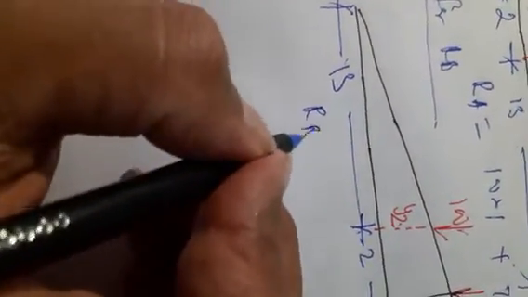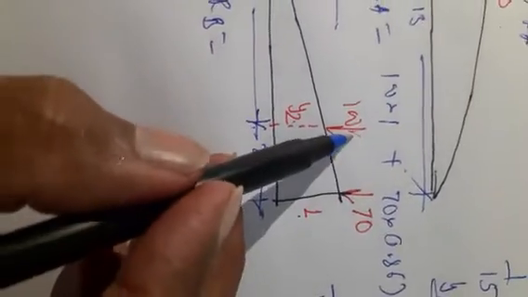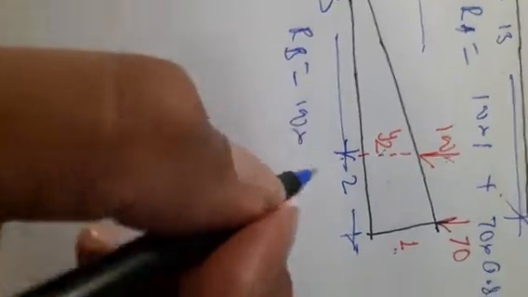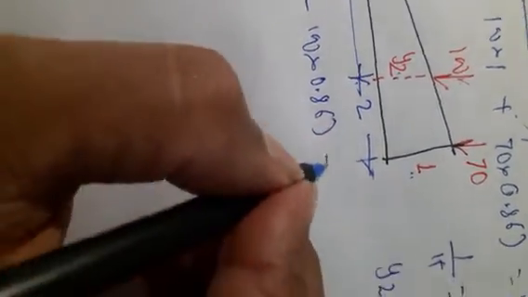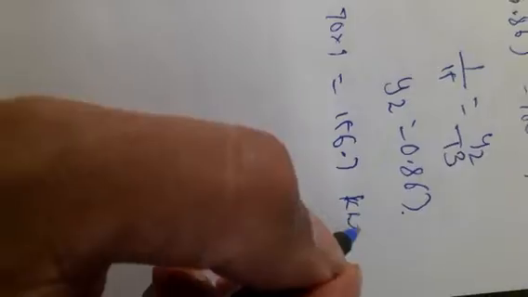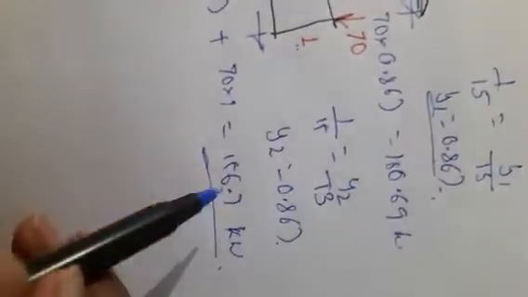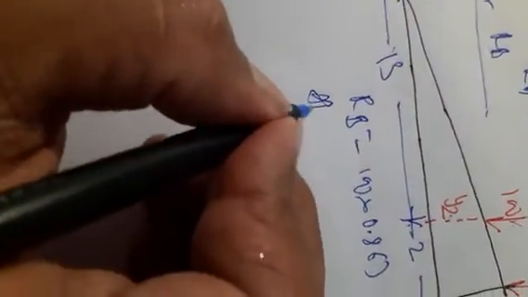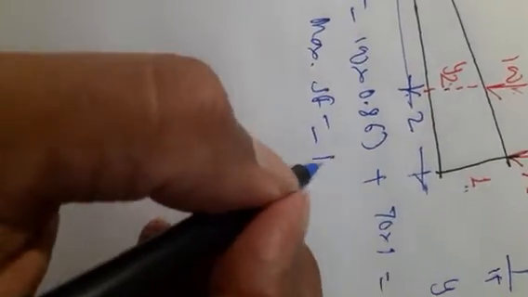Next, RB is equal to this load into this ordinate plus 70 into 1. So 100 into 0.867 plus 70 into 1. So this gives me the value 156.7 kilonewtons. Now compare both the values, whichever is maximum, that is absolute maximum shear force. Absolute maximum shear force is equal to 160.69 kilonewtons.